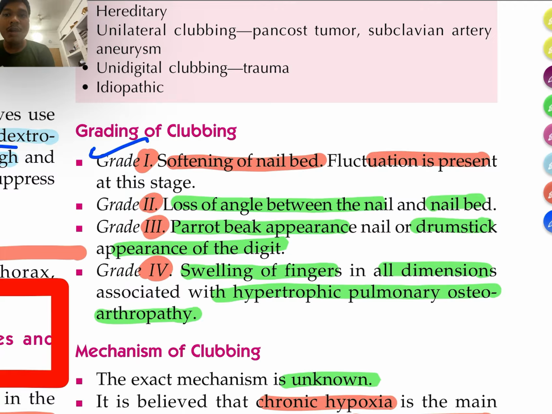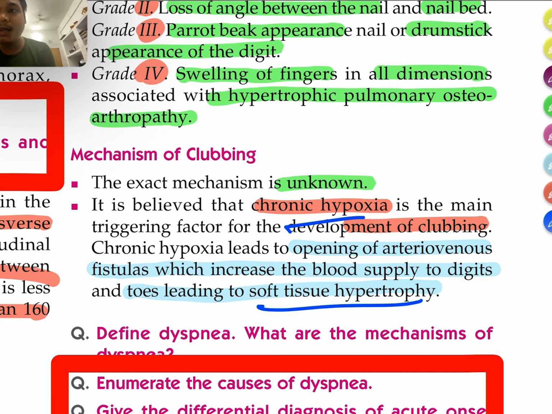The mechanism is not known, but it is thought that it may be due to chronic hypoxia leading to AV fistula, which increases the blood supply to the digits, leading to soft tissue hypertrophy.